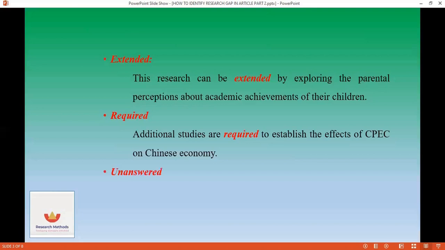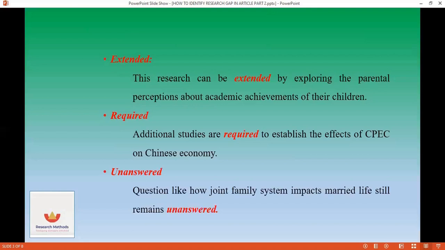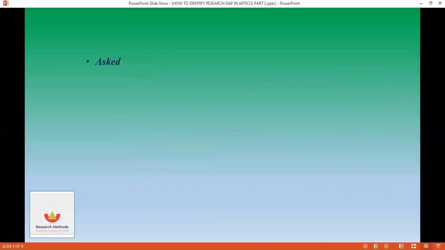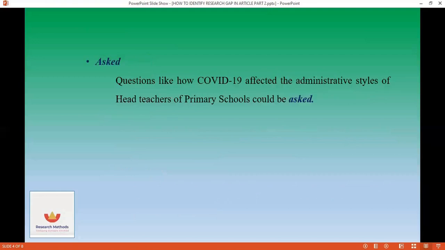"Unanswered." Questions like how joint family system impacts married life still remain unanswered. Here, unanswered is also pointing towards a research gap. The next word in our list is "asked". Questions like how COVID-19 affected the administrative styles of head teachers of primary schools should be asked. This sentence is also reporting a research gap.